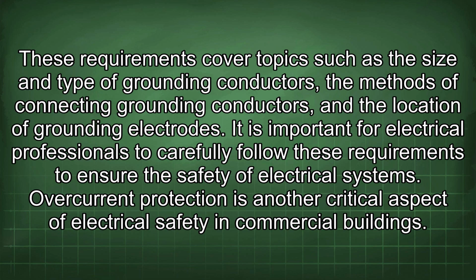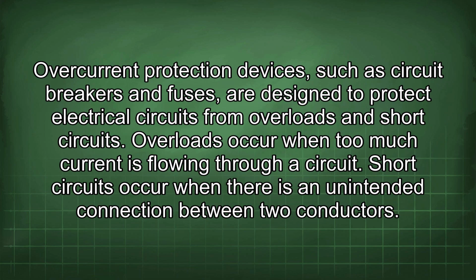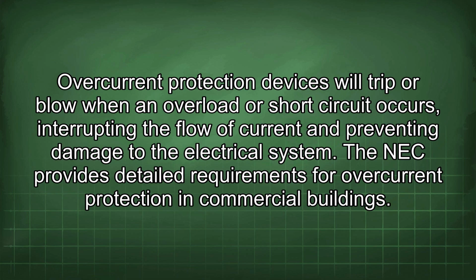Overcurrent protection is another critical aspect of electrical safety in commercial buildings. Overcurrent protection devices, such as circuit breakers and fuses, are designed to protect electrical circuits from overloads and short circuits. Overloads occur when too much current is flowing through a circuit. Short circuits occur when there is an unintended connection between two conductors. Overcurrent protection devices will trip or blow when an overload or short circuit occurs, interrupting the flow of current and preventing damage to the electrical system.